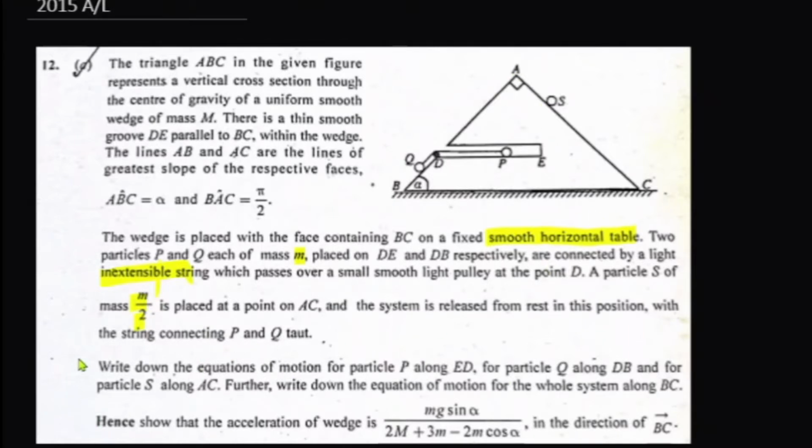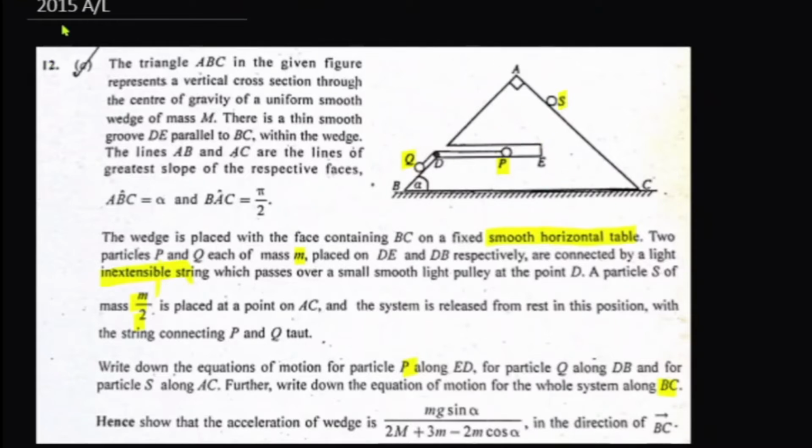Then they're saying write down the equations of motion for particle P. You need to write the equations for particle P along ED, Q along DB, and S along AC. Further, write down the equation for the whole system along BC. So they have told where you need to apply the equations. First of all, when you do a relative acceleration problem, guys, what you need to do is mark all the possible forces. As the first step, you need to mark all the possible forces.